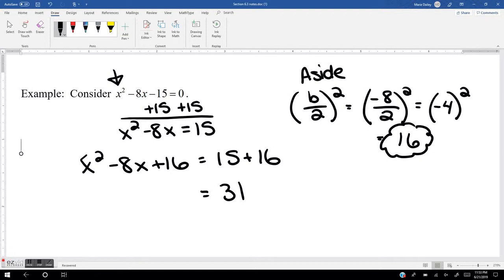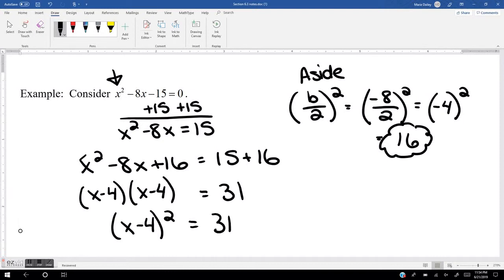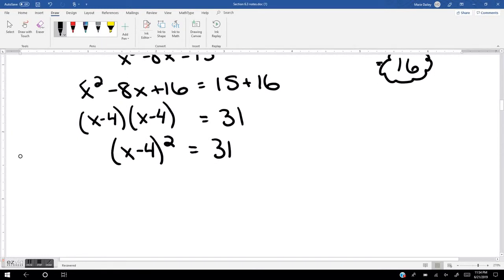However, the whole purpose of creating that magic number was to complete a square, because x squared minus 8x plus 16 is now factorable. It is factorable into x minus 4 times x minus 4, or more conveniently, x minus 4 quantity squared, hence the name, completing the square. So from there, it's nice to go ahead and solve.